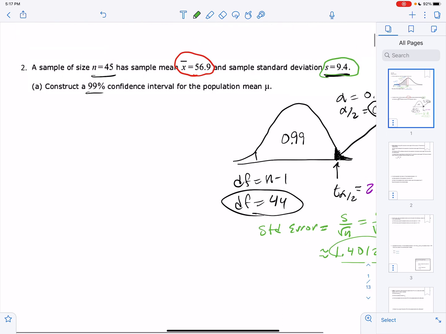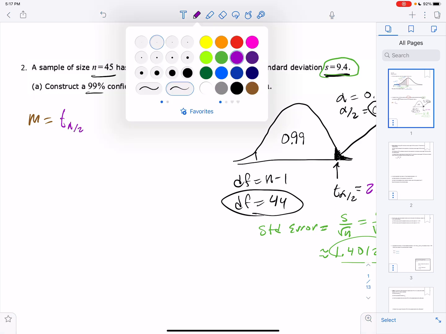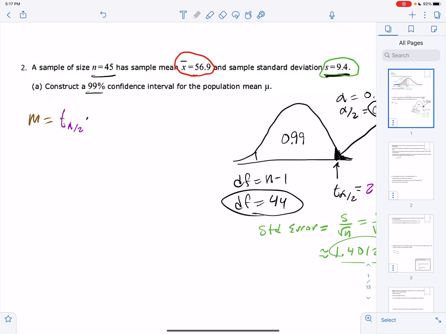Let me bring the margin of error over here. Our margin of error is going to be equal to, remember, let me show the formula, our critical, not z, sorry about that, our critical is t sub half of alpha, times our standard error.